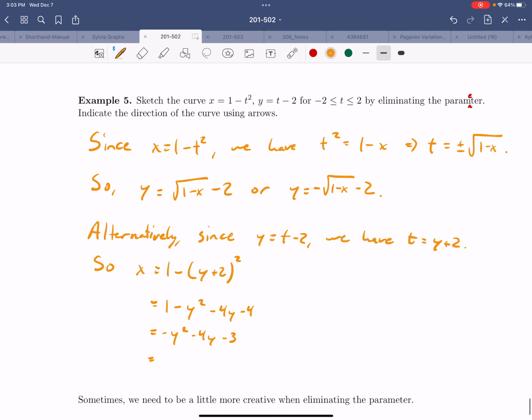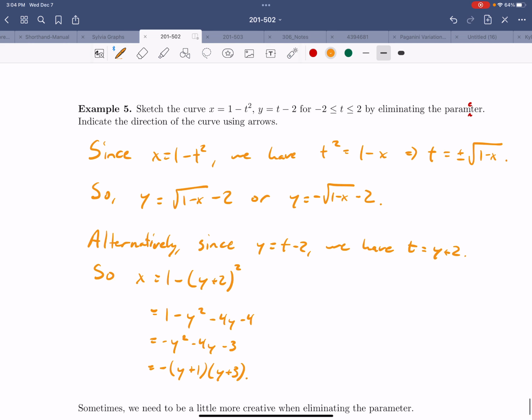Does that work out nicely? Can that factor? I want to say we can do this. Right, I think that works. They multiply by positive 3. Note the negative sign in front right there. So we know that negative 1 and negative 3 are zeros.